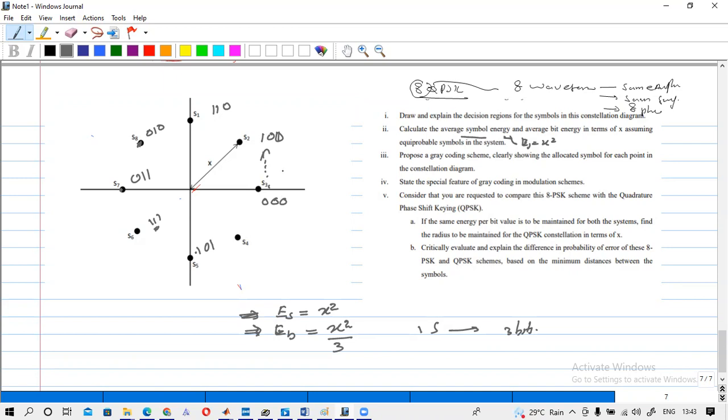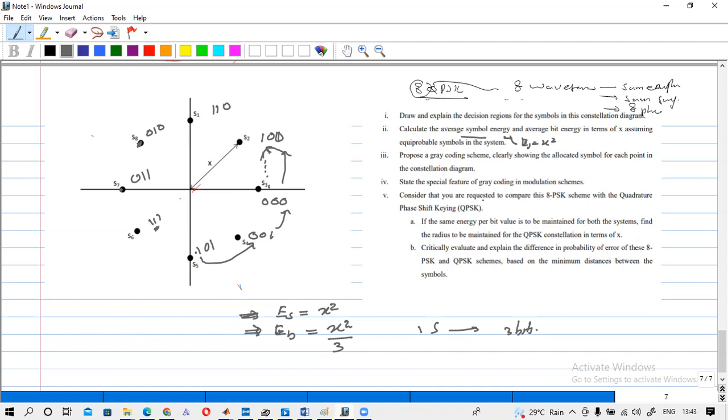What is the missing one? 000, 100, 110, 011, 001. No? Okay, so you can put 001 here. Only one bit change. Here also only one bit. So you can see that only one bit is changing. Likewise, you can propose a gray coding scheme.